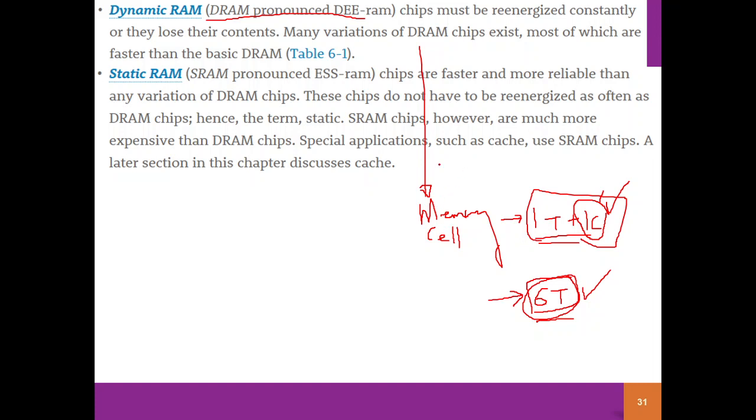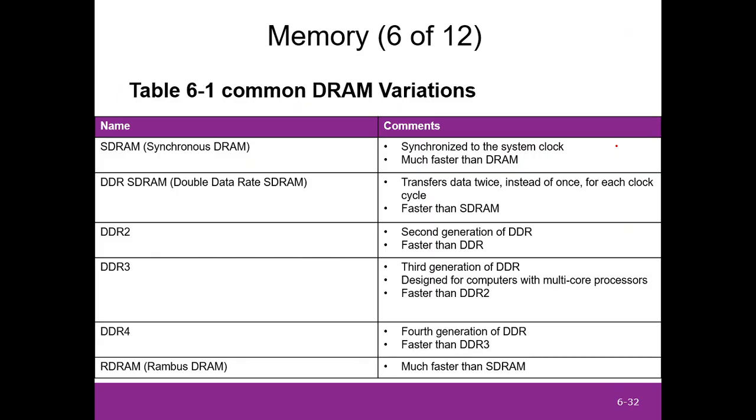Static RAM is used for special applications such as cache memory. So usme SRAM chips use hoti hain. Theek hai, to cache memory hum later section mein discuss karenge ki uska kya purpose hai. Dynamic RAM ki, there are different types of dynamic RAM.